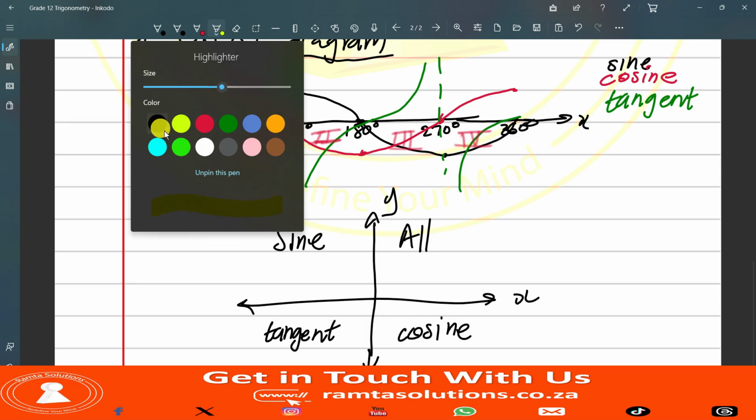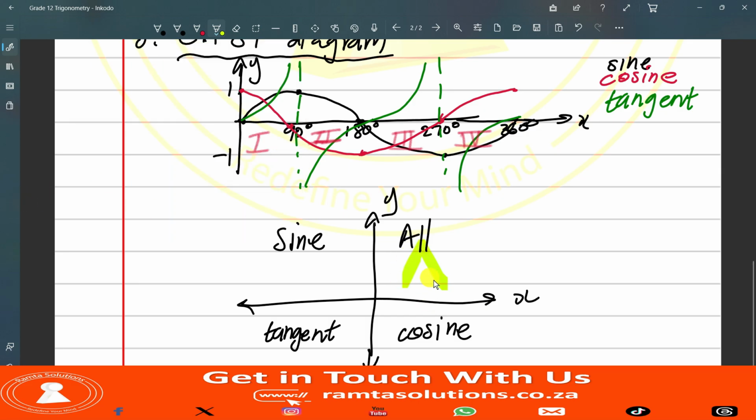Let me just reduce it and say, yes: All Students Take Coffee. So now you understand where it comes from, right? Now you understand where it comes from. So you happy? Great stuff. Now let's move on. We're done with it now. Let's go to the next item.